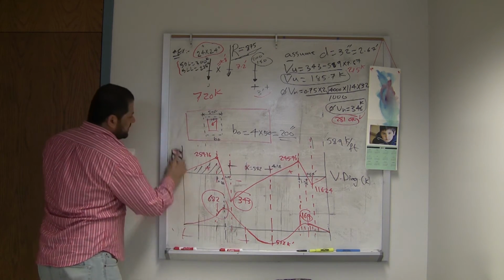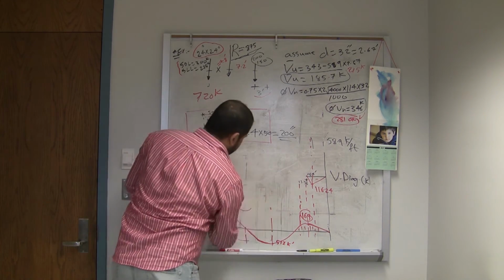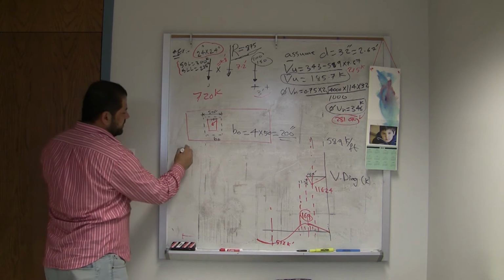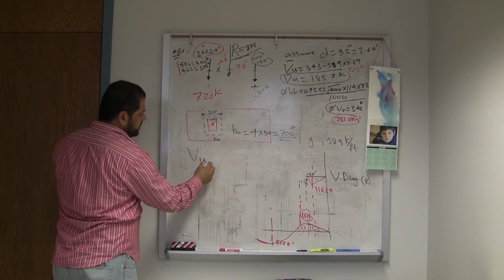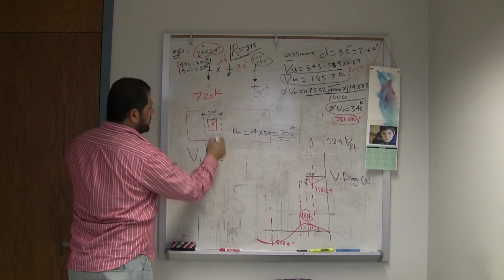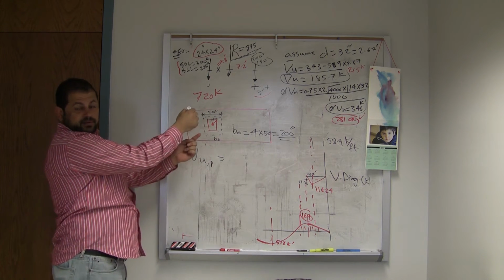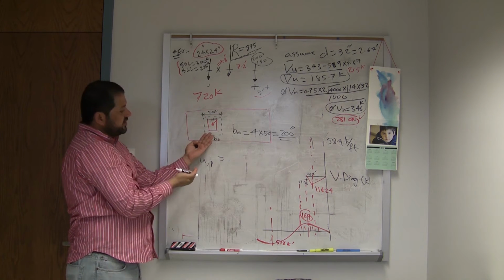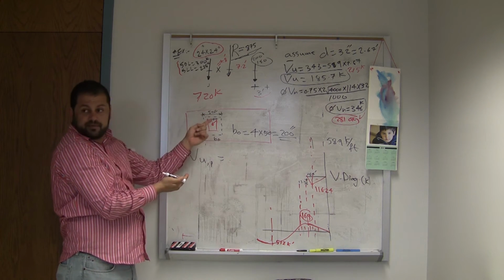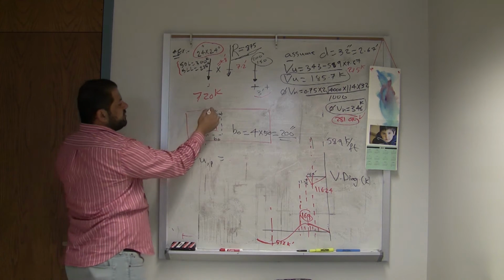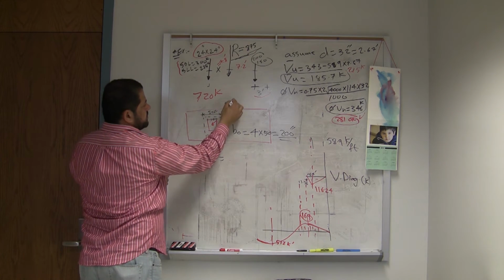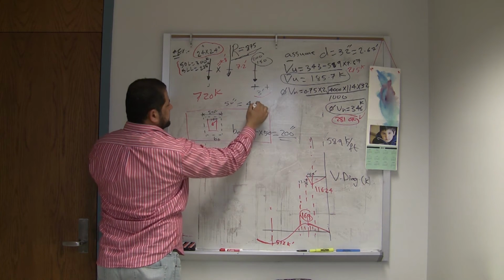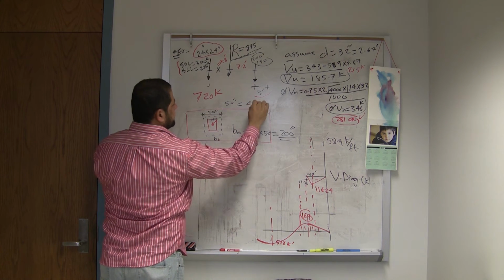So now what's Vu on this one? Vu for punching is equal to the load on the column minus the resistance, the bearing capacity on this area. So the 50 inches is how many feet? The 50 inches, divide by 12. It's 4.17? Yes, 4.17.